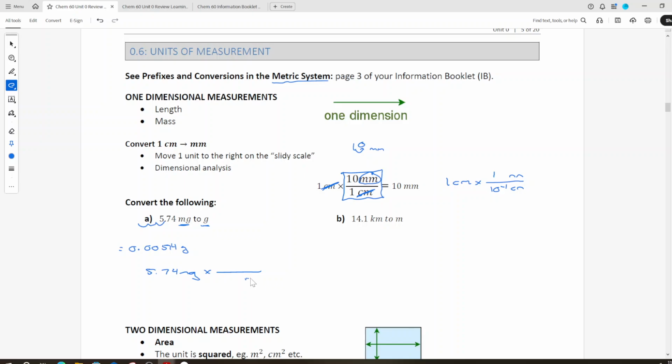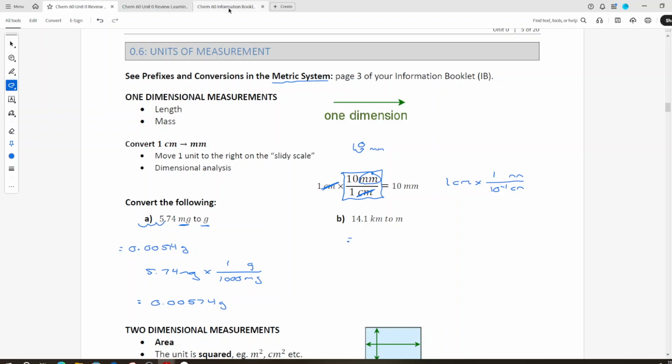Or you could use dimensional analysis and say that you have 5.74 milligrams. I want to convert the milligrams into grams. And I know that 1 gram is 1,000 milligrams. So I would be taking the 5.74 and dividing by 1,000. And I would also get 0.00574. Choose your poison. So pause the video, give B a go.